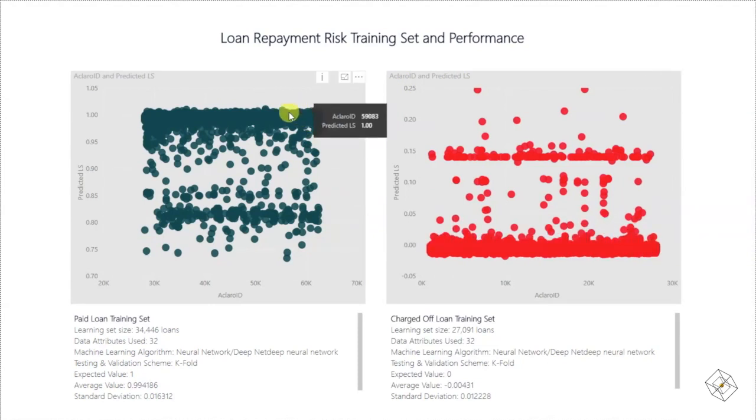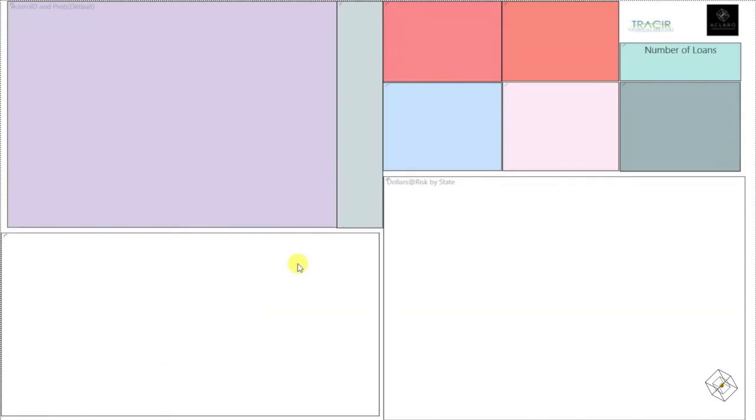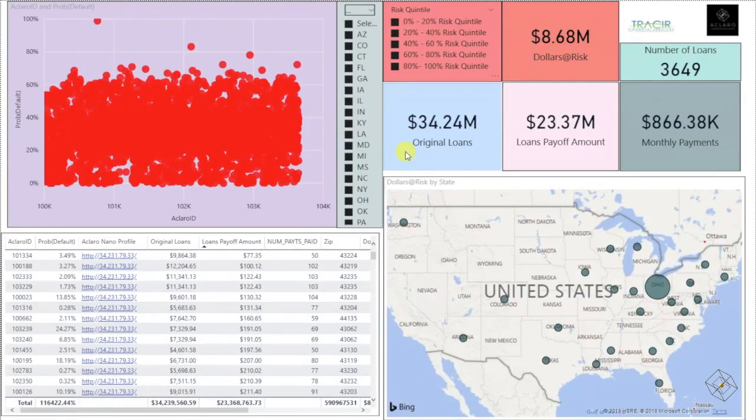For the charged-off set, the x-axis in this plot shows the clustering of the results around the 0 mark of the y-axis. For the paid loans, you can see clearly the clustering of the results around the 1 in the y-axis. Now let's take a look at the evaluation of loans that are active and predict their probability of default.